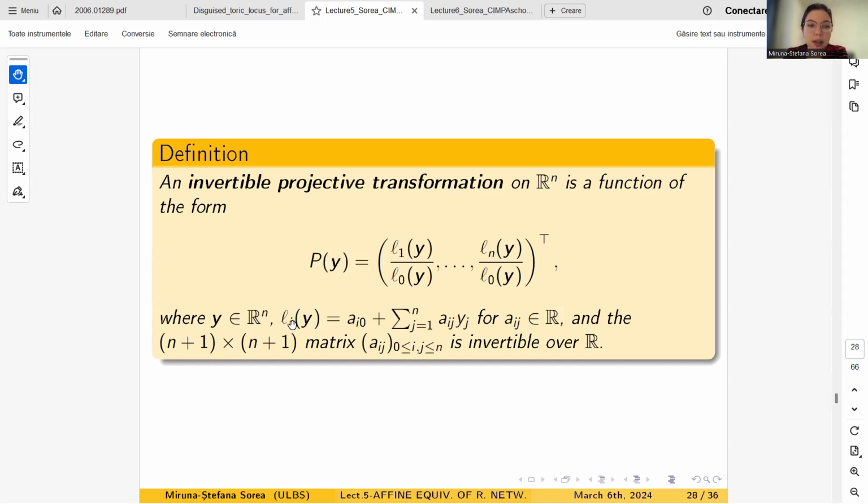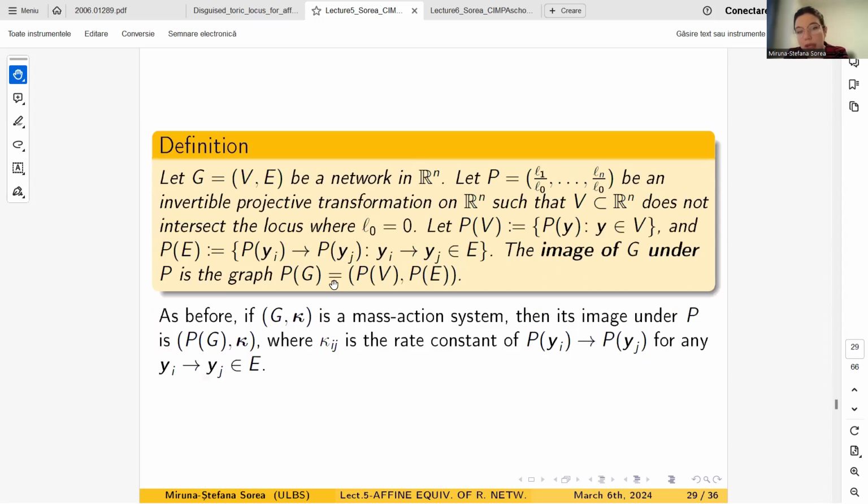So we take Li to be of this shape, where all the coefficients Ai form a matrix of shape n plus 1 times n plus 1 that is invertible over R. And once you have these forms, we get such an expression for each y in Rn. Again, we need to define what we consider the image of a graph or of a network under such an invertible projective transformation.